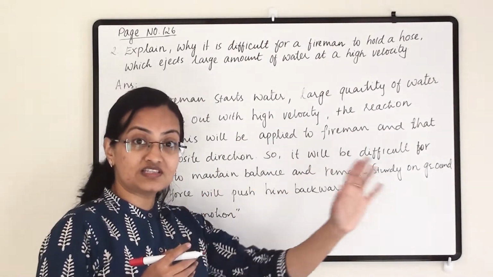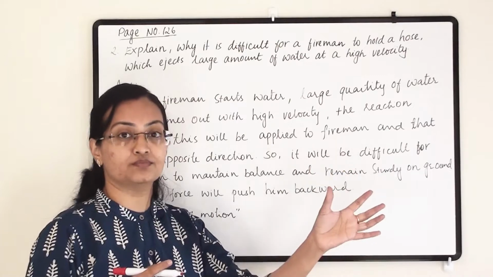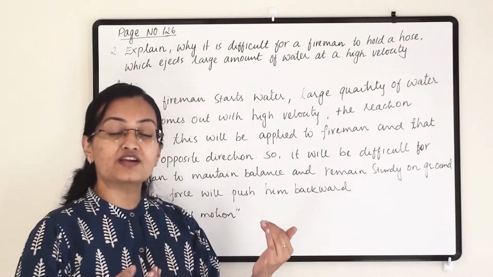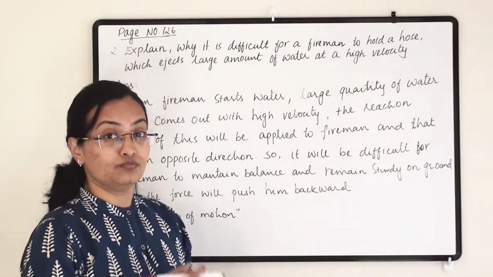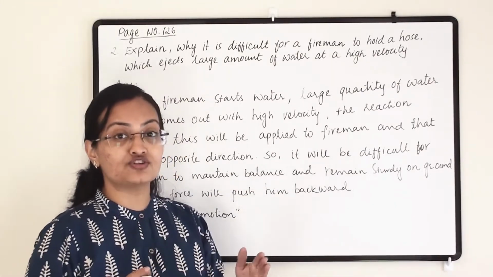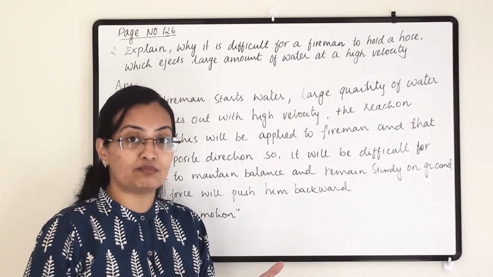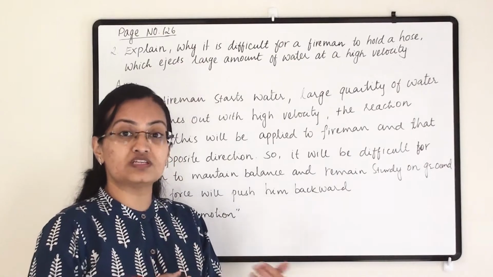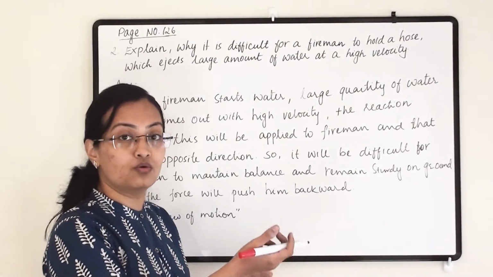With how much force the water is coming out, the velocity and the amount of water, that mass of water will have some momentum. So with how much momentum it comes out, that much backward reaction force will be applicable to the fireman as per the third law of motion. So this situation will be difficult to handle for the fireman because he has to remain sturdy on the ground, and whatever reaction force is applicable on him, he has to be sturdy against that force and hold the hose in his hand.